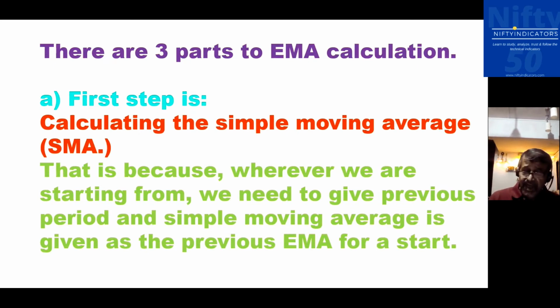Now, EMA calculation has three parts. First step is calculating the simple moving average. Why? Because wherever we are starting the EMA, we need to give the first EMA. We have not yet started, so how do we give EMA? That is why we need to calculate the earlier SMA and use that as the first EMA.